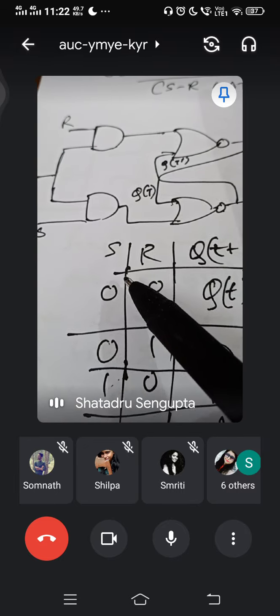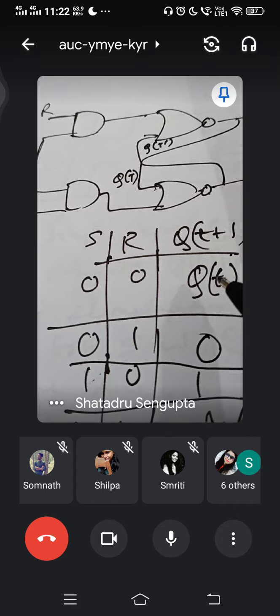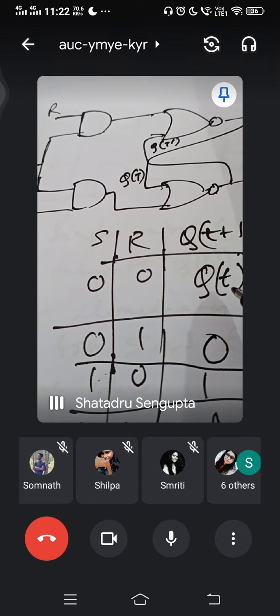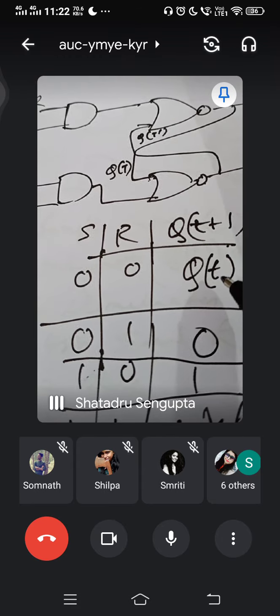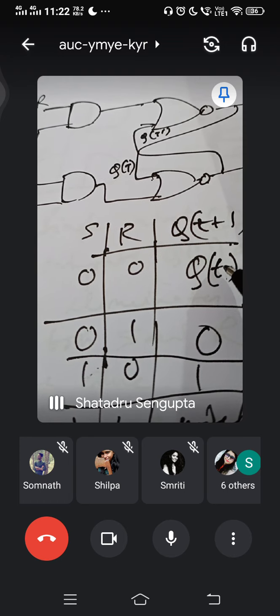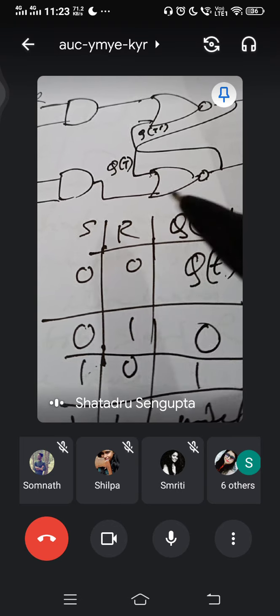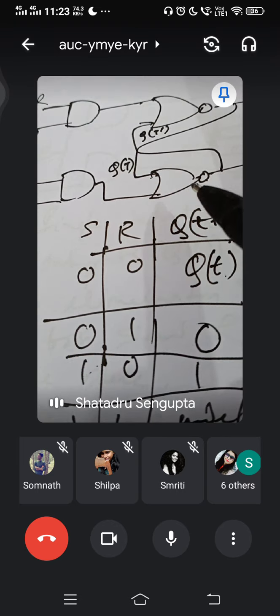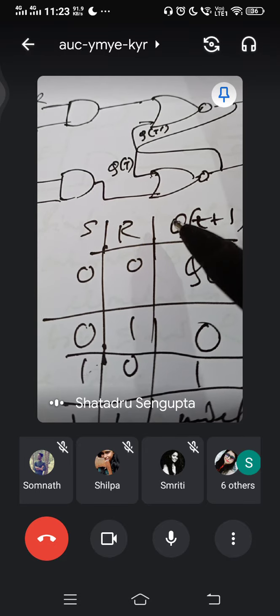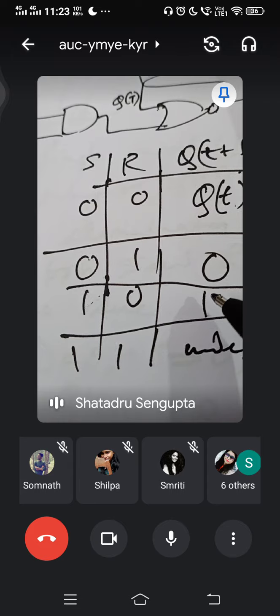Here both set and reset are 0, that means no signal is given, nothing is enabled. Then whatever the output was, if it is 1, it will remain 1. If it is 0, it will remain 0. So at t, whatever the output was, at t plus 1 the output will be the same. That means whatever was the previous state will continue if S and R are 0. Only when the signals are changing does it change.